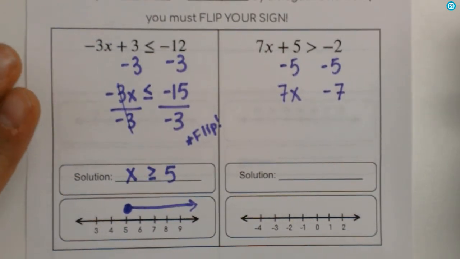Have I multiplied or divided by a negative? No. All I did was subtract 5.